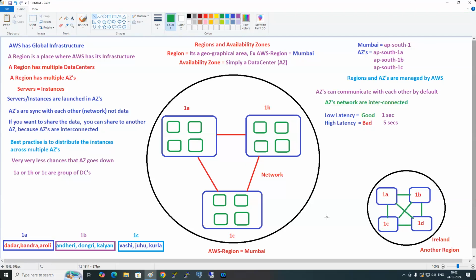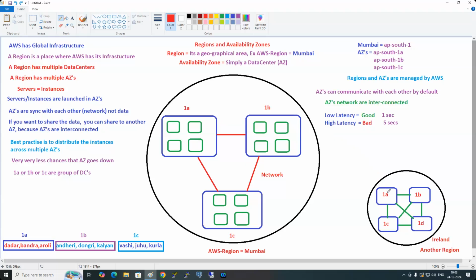Question. See whether you can answer this or not. This is a certification question. I have launched one EC2 instance in which region here? Mumbai. In which availability zone? 1A. So assume I have launched one EC2 instance in Mumbai 1A, and another EC2 instance in Ireland 1A. Can you tell me whether these two will talk to each other or not? The answer is, by default, no.